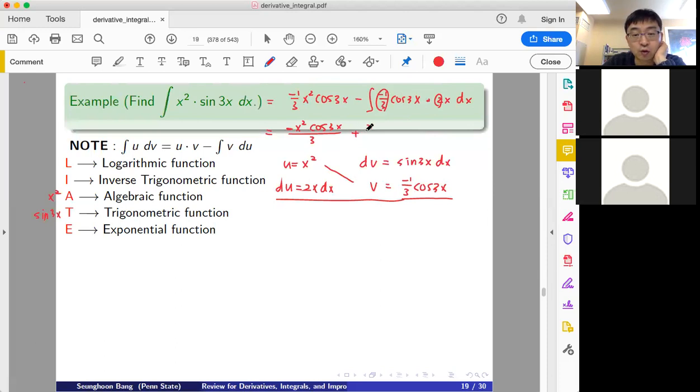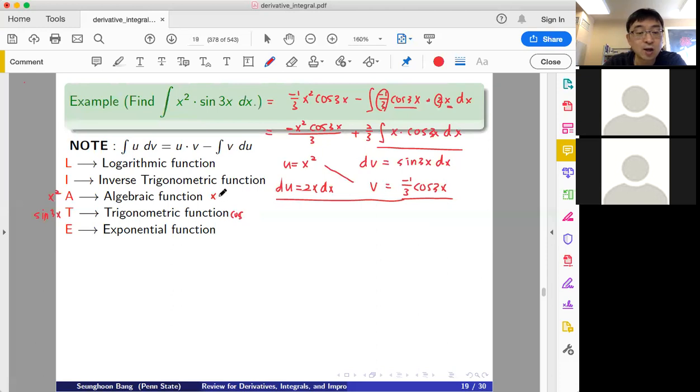We have 2/3 integral x times cosine 3x dx. The next one: how can you calculate integral x cosine 3x dx? We can use integration by parts again, because x is an algebraic function and cosine 3x is a trigonometric, transcendental function. You can use the same things.